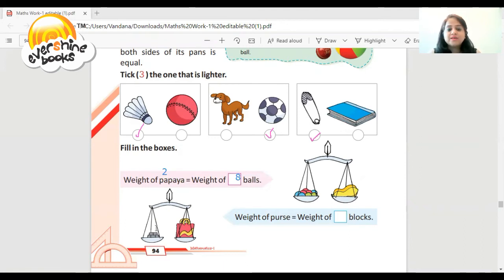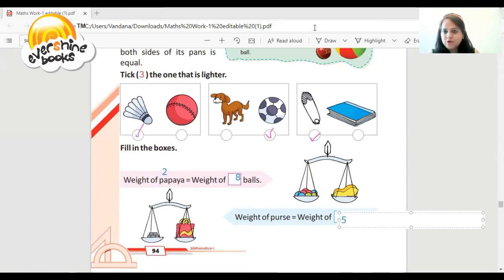Now, students, it's your second beam and it is the sign of equal. Here is the first pan, and how many blocks are there? Just count the blocks. 1, 2, 3, 4, 5. 5 blocks are there. It means the weight of one purse is equal to the weight of 5 blocks. So just write the answer 5.